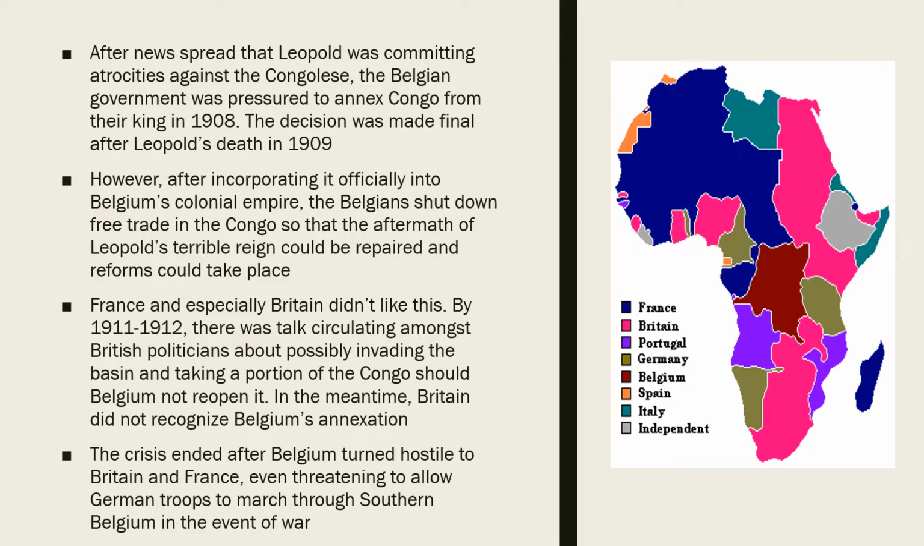three major powers had enjoyed so much. And the reason that they gave was that they needed to repair and reform the region after Leopold's terrible reign. But France and especially Britain didn't like this, and relations with Belgium soured.